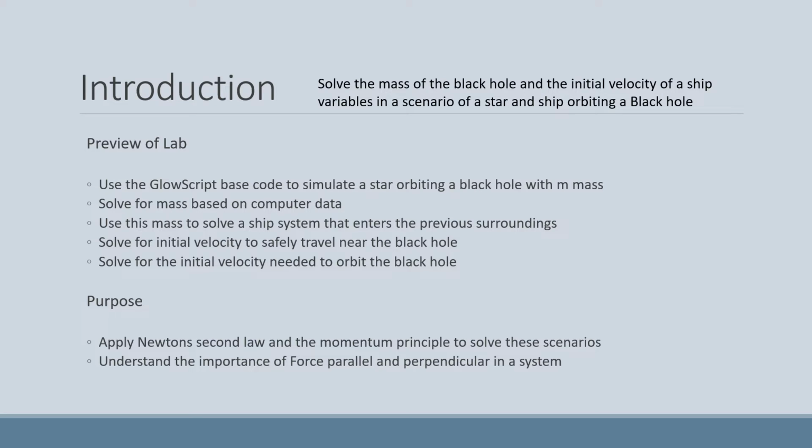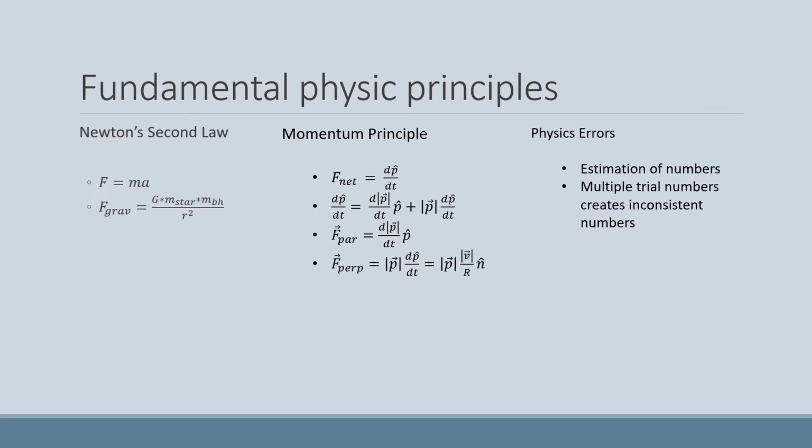The purpose of this lab was to apply Newton's second law and the momentum principle to understand a gravitational force scenario. For the fundamental principles, Newton's second law, force equals mass times acceleration, allowed us to derive other necessary formulas like the gravitational force. The momentum principle was also applied to derive the force parallel and perpendicular components, as these are essential to gravitational orbit situations.